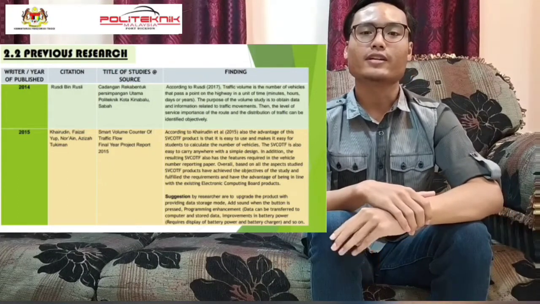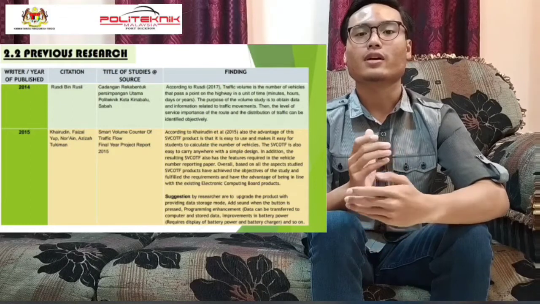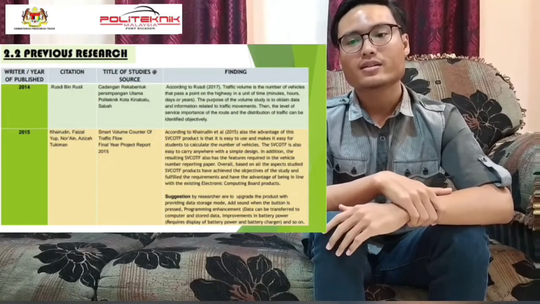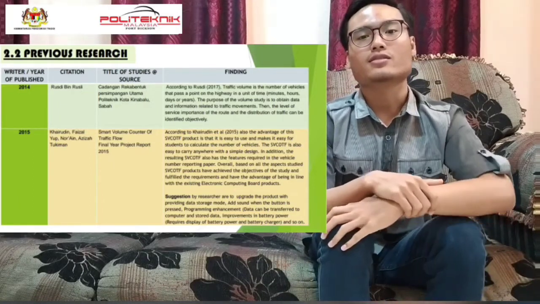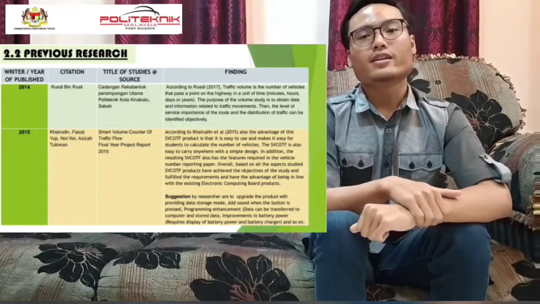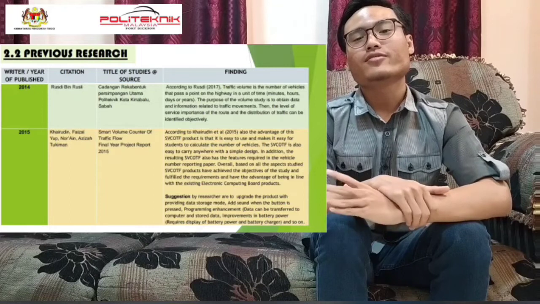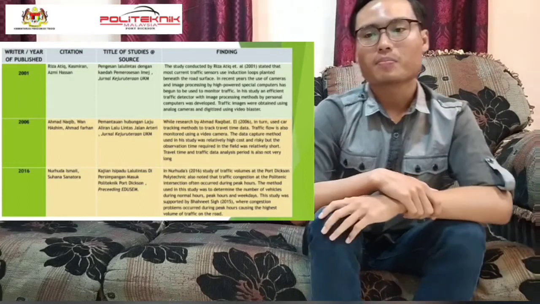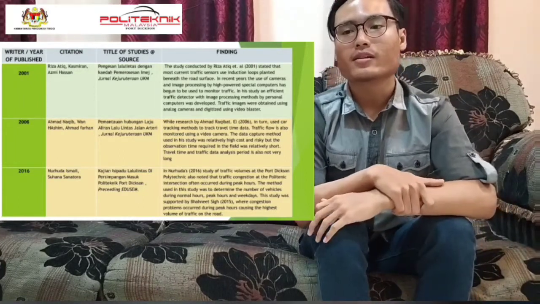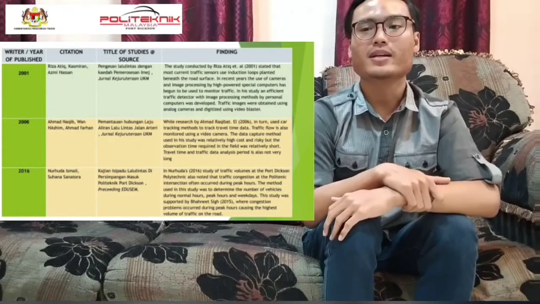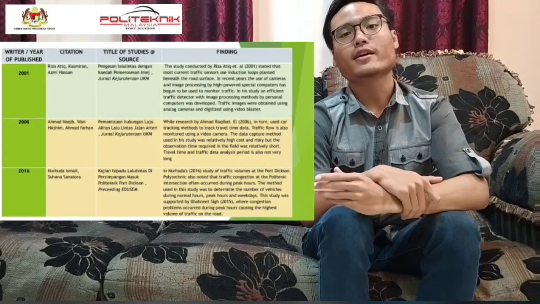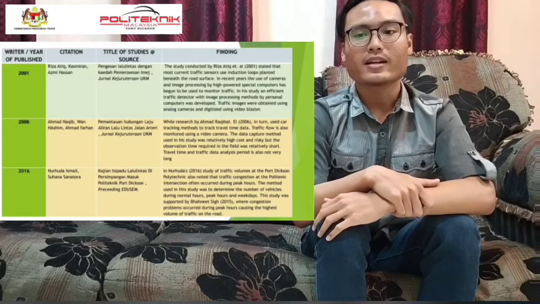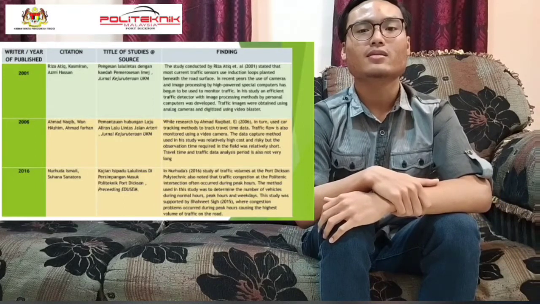This is a final year project, our senior FRP project, written by Khairuddin, Faizal, Yap, Noaim, and Maiden Azizah Tukiman, published in 2015. Next, the third journal is named Pengesahan Lalu Lintas Dengan Kaedah Pemerosetan Imej, from Jurnal Kejuruteraan UKM, written by Riza Atik, Kasmiran, and Azmi Hassan, published in 2001.